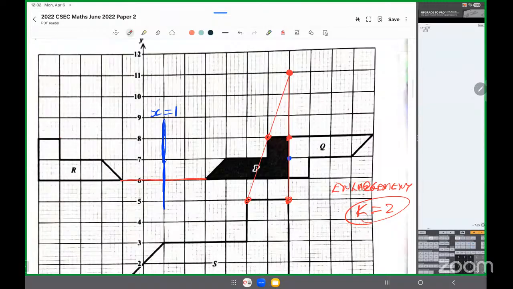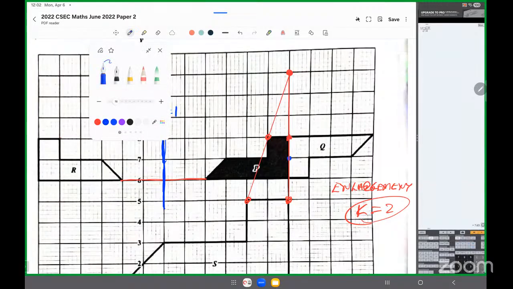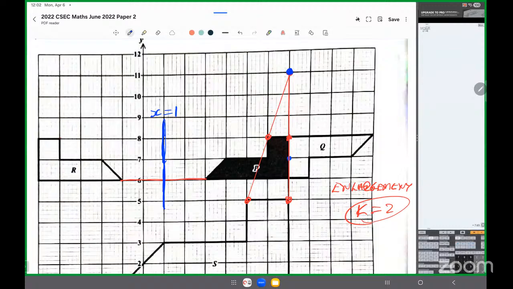Let me go again. Put the center point in a different color. Blue. So I join these two corresponding points, extend it back. Join these two corresponding points, extend it back. Right? And they meet at the center. Now you can check if it is right as well, because the scale factor also affects distance.